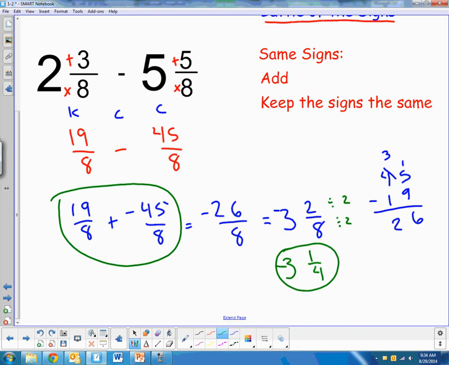That's my final answer. Make sure that in the process of all these fractions and all this reducing, you don't forget that we're still dealing with negatives. And so we have to ask that final question, is this right? Should it be positive or should it be negative? In this case, we have our answer.